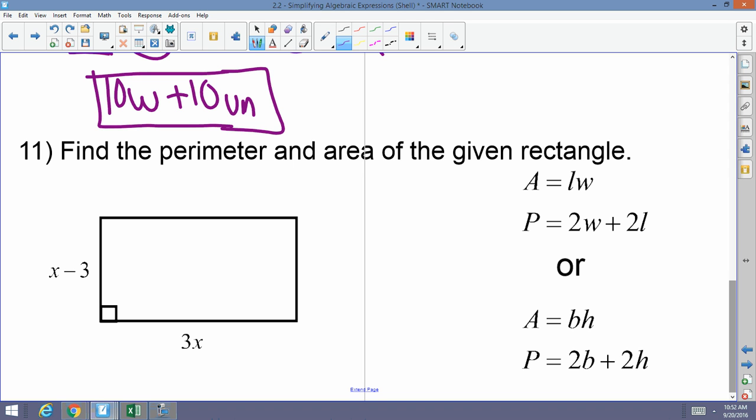So my area here, this one's easy. Area is base times height. Go ahead and distribute. So my area equals 3x squared minus 9 units squared, whatever unit it is.